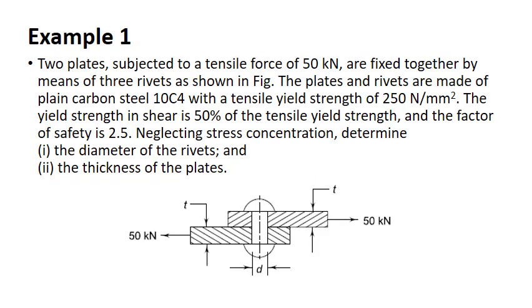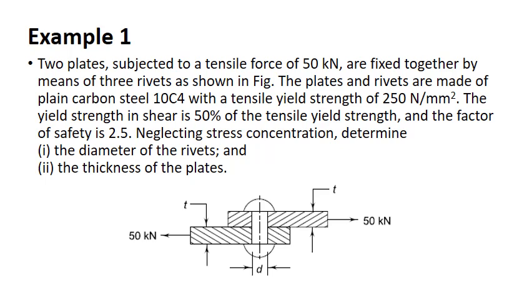To begin with the first problem. Here we have a rivet. Two plates are joined by a rivet, and they are subjected to a tensile load of 50 kilonewton. The material of the rivet and plate is the same, plain carbon steel 10C4, whose yield strength is 250 MPa. You can go to the data book, and for 10C4 you can find out this yield strength also.